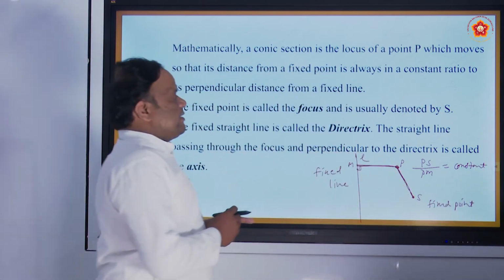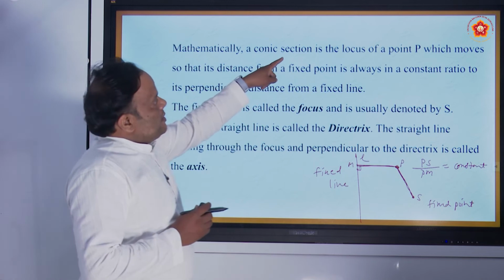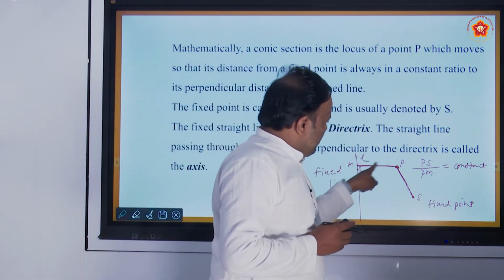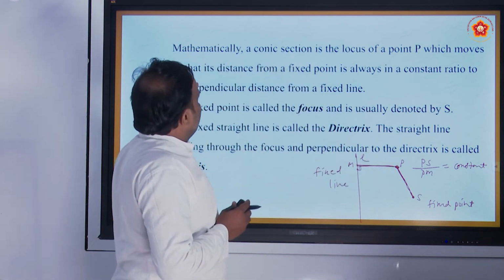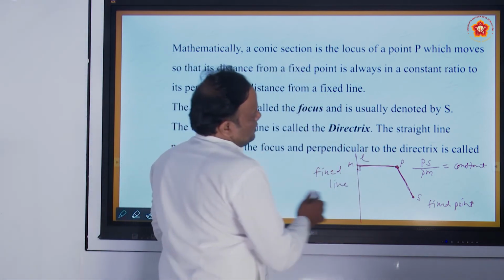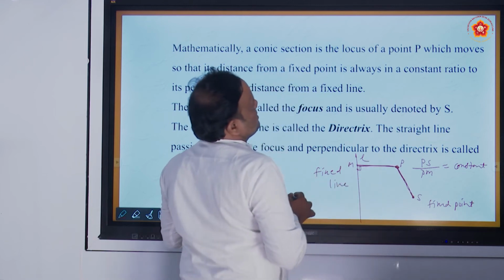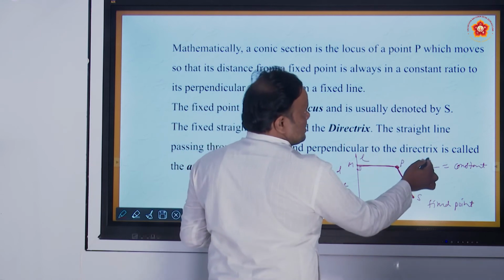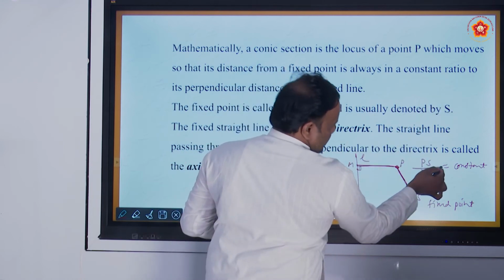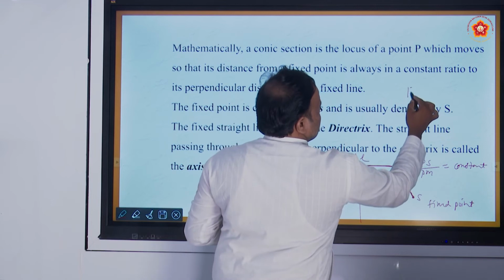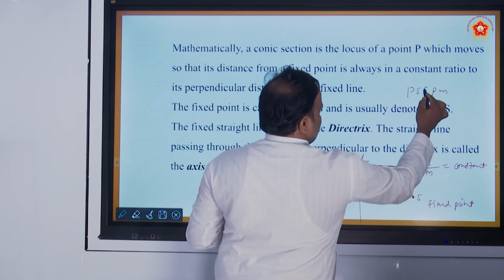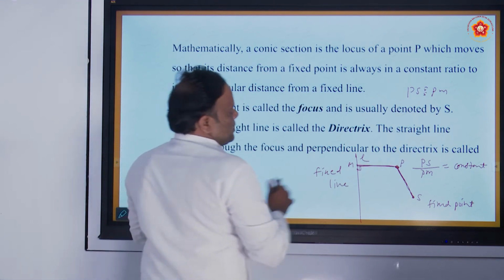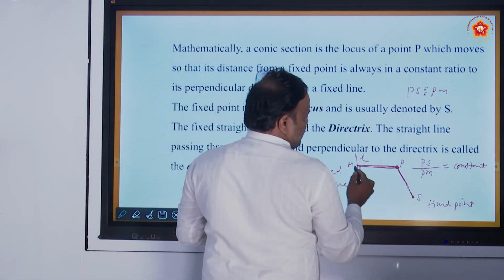Okay. This is the definition of a conic. Once again, a conic section is the locus of a point P which moves so that its distance from a fixed point S, this S here, PS, is always in a constant ratio to PM. What is PM? PM is the perpendicular distance.